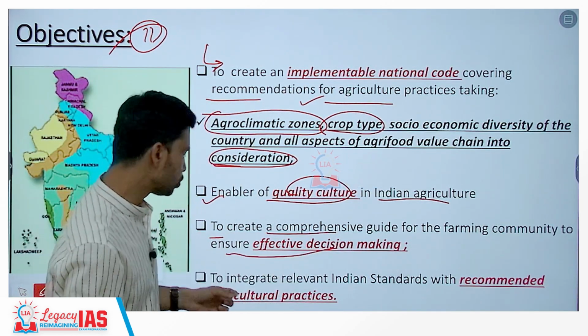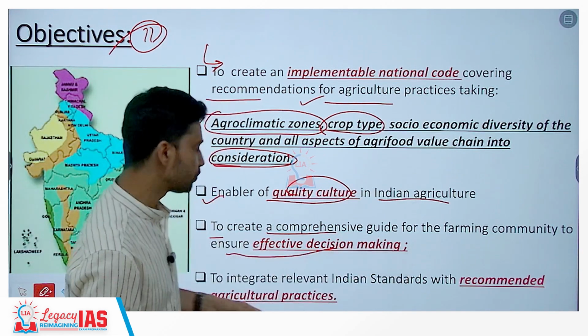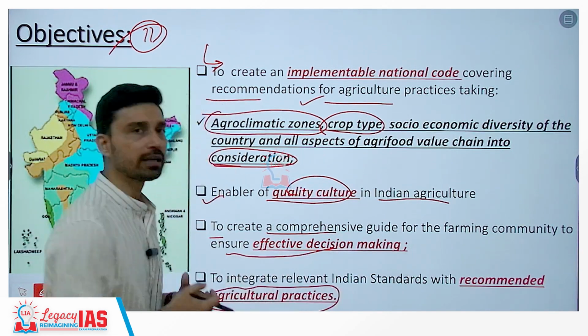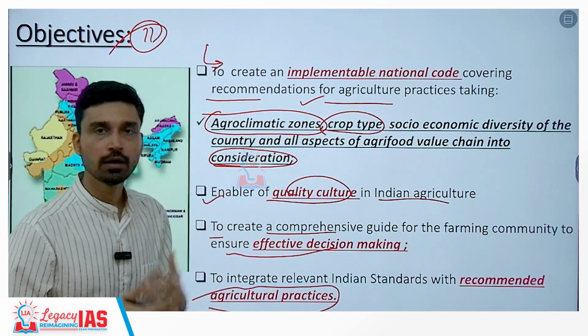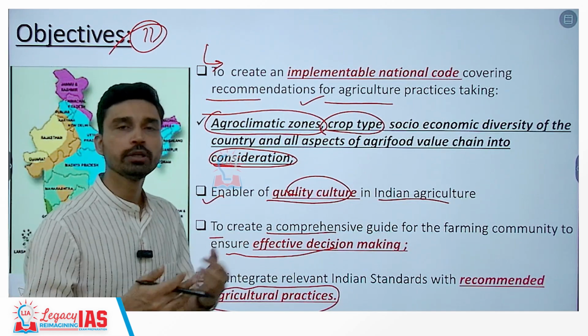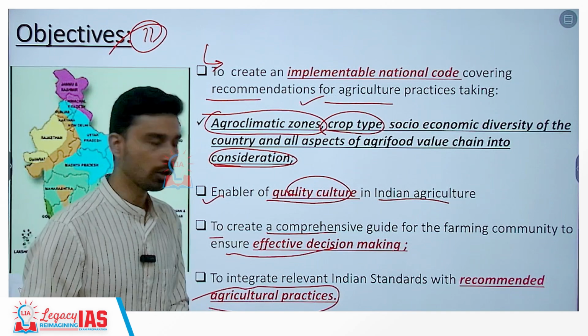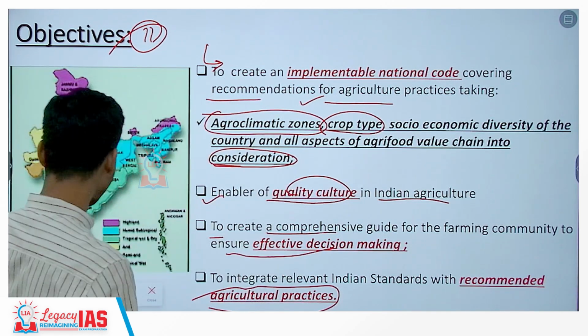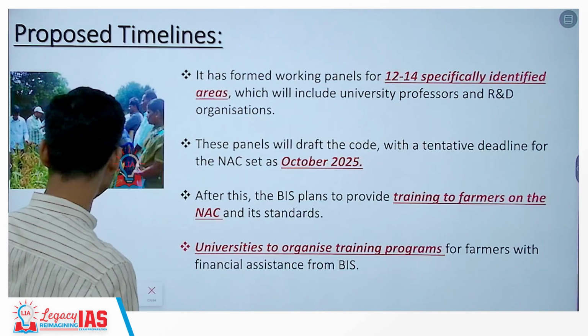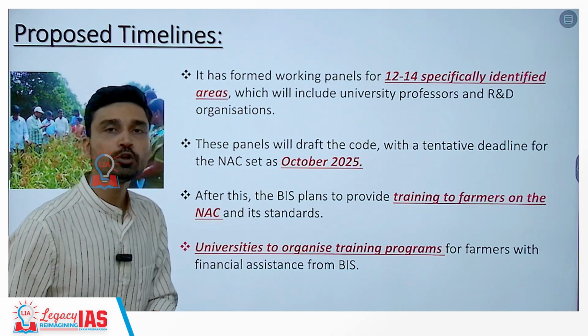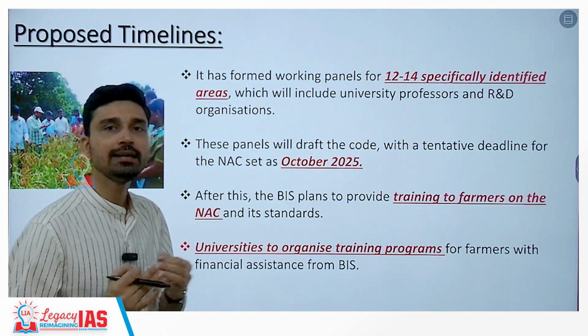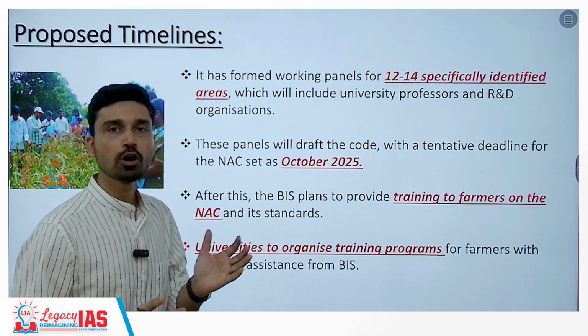And last, to integrate relevant Indian standards with the recommended agricultural practices, whether in the field of agricultural machineries, or the use of standard fertilizers, chemicals and pesticides and all that. So basically it will envelop all the other codes within itself, and that is why we are calling it a comprehensive code covering the entire agriculture sector from beginning to end.